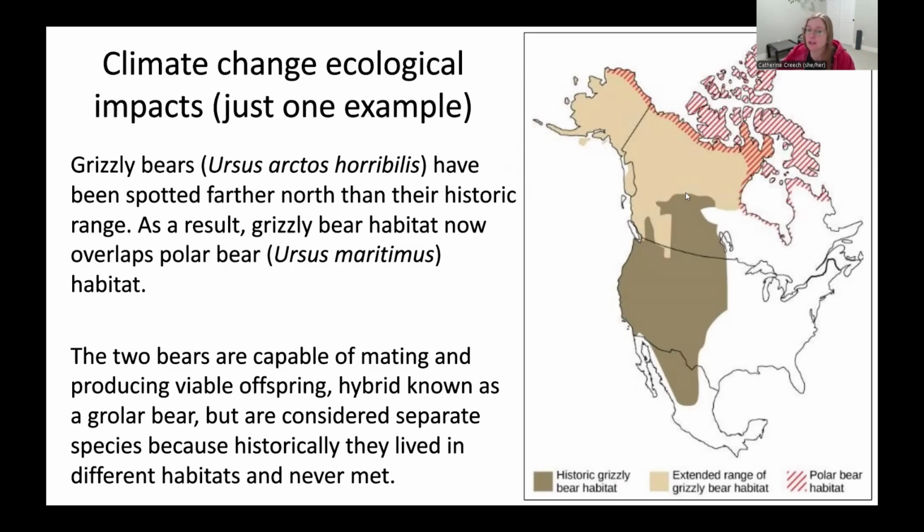And what does that mean? That means that the two bears that didn't used to meet, now they're meeting, they're mingling, they're actually able to reproduce and have viable offspring. And so we're calling these new hybrids growler bears, which I think is hysterical.